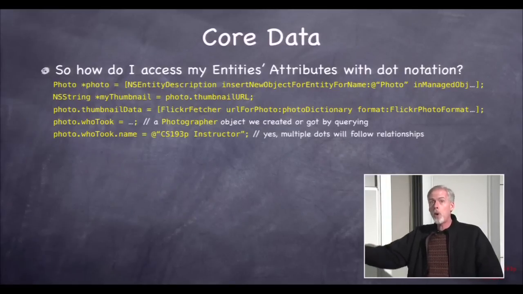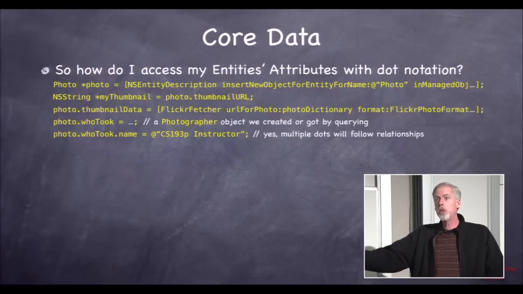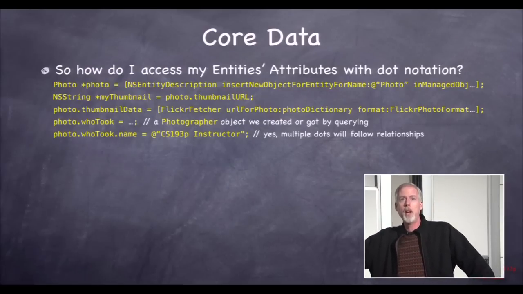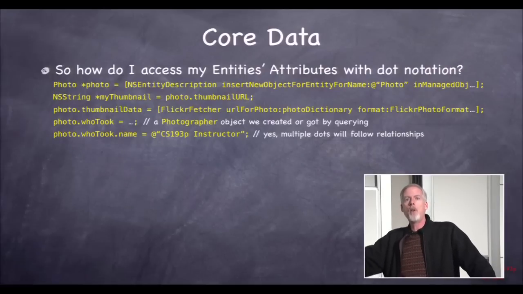Or I can even use multiple dots. photo.whoTook.name equals whatever. And it will traverse across the relationship of whoTook, find that that's a photographer, and set its name.